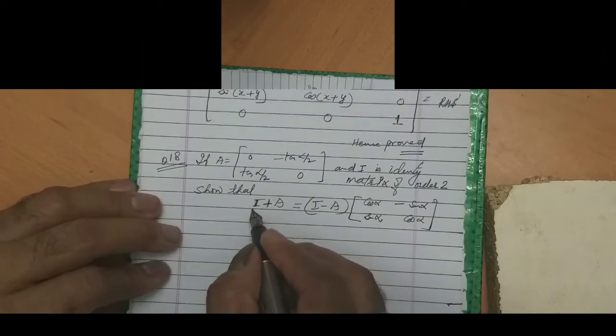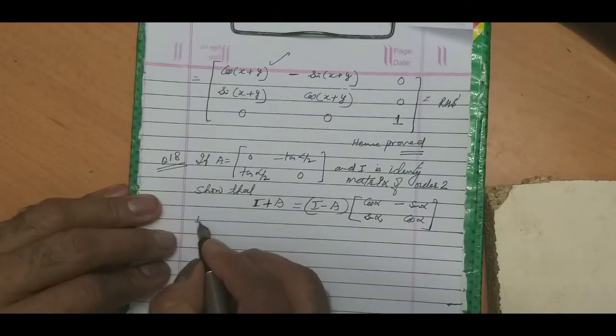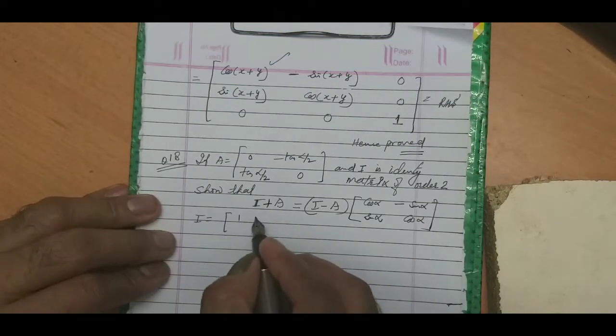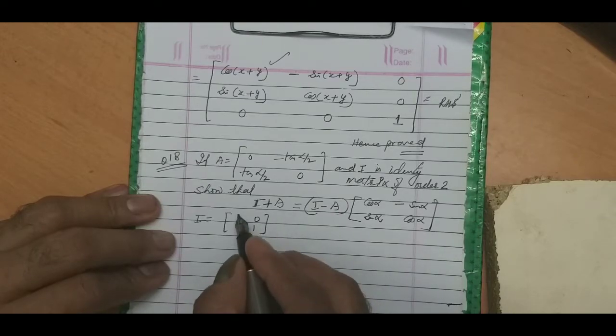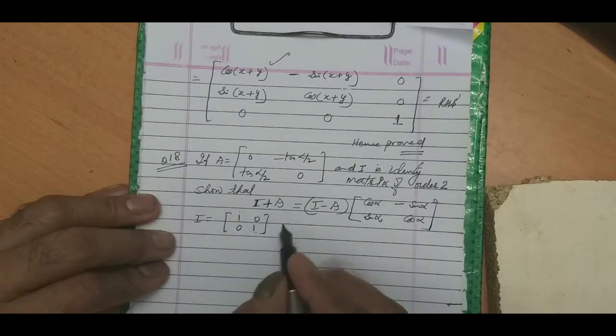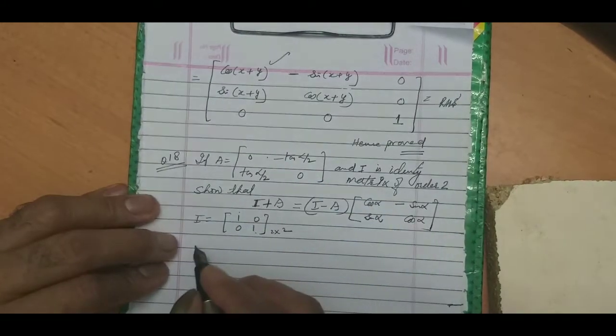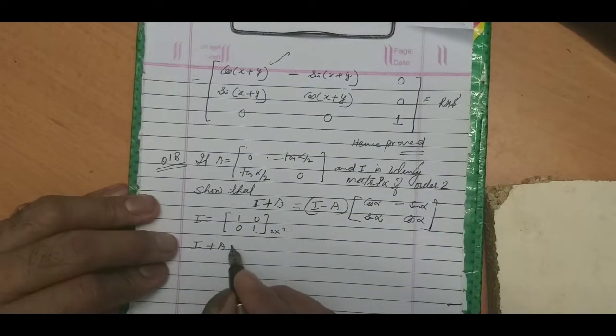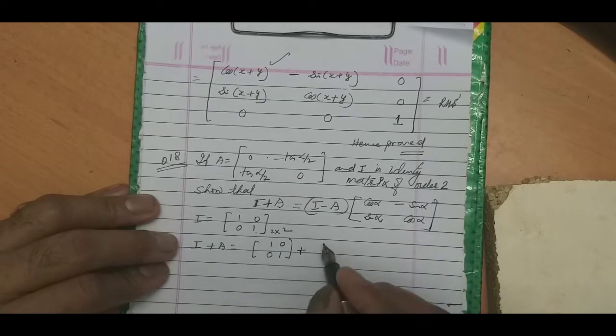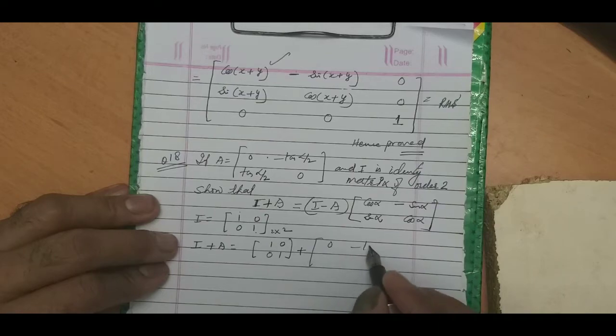We are going to start with this I plus A. So I would be equal to 1, 0, 0, 1, the identity matrix, 2 by 2. Now we will add it to this one. So I plus A means 1, 0, 0, 1 plus 0, minus tan alpha by 2, tan alpha by 2, and then 0.